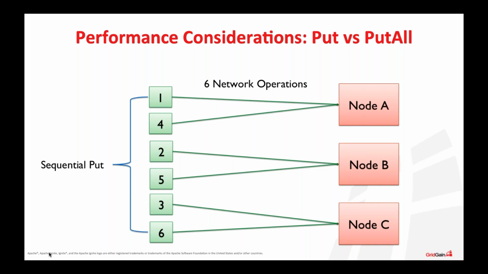Okay, so the keys, the way that they are mapped in this particular example, we can see that keys 1 and 4 are mapped to node A, 2 and 5 are mapped to node B, and 3 and 6 are mapped to node C.